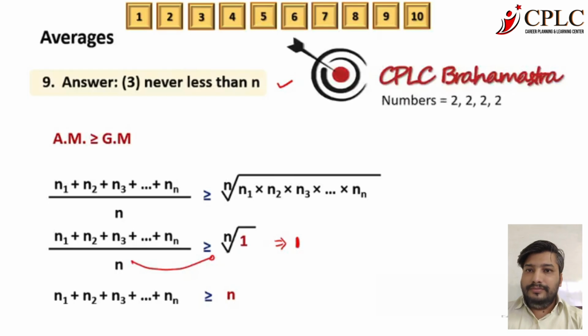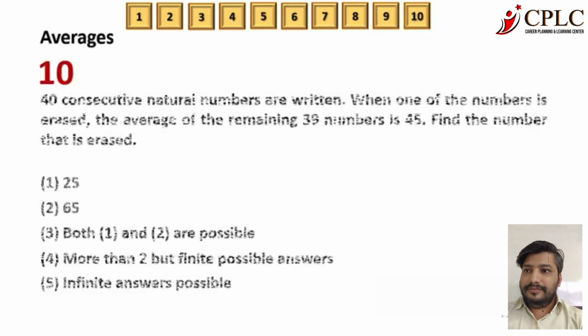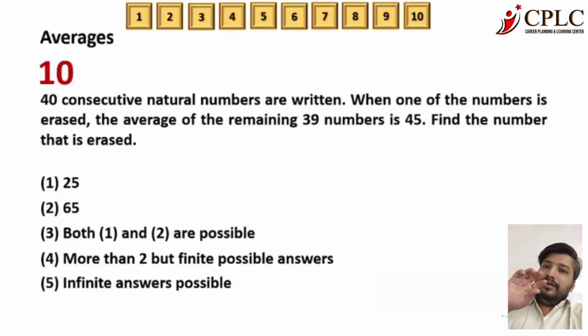Coming to the 10th one, which says 40 consecutive natural numbers are written and one of the numbers is erased. The average of remaining 39 numbers is 45, which is the number that is erased. Now the problem here is whether we are erasing a smaller number or a bigger number is something that we do not know.